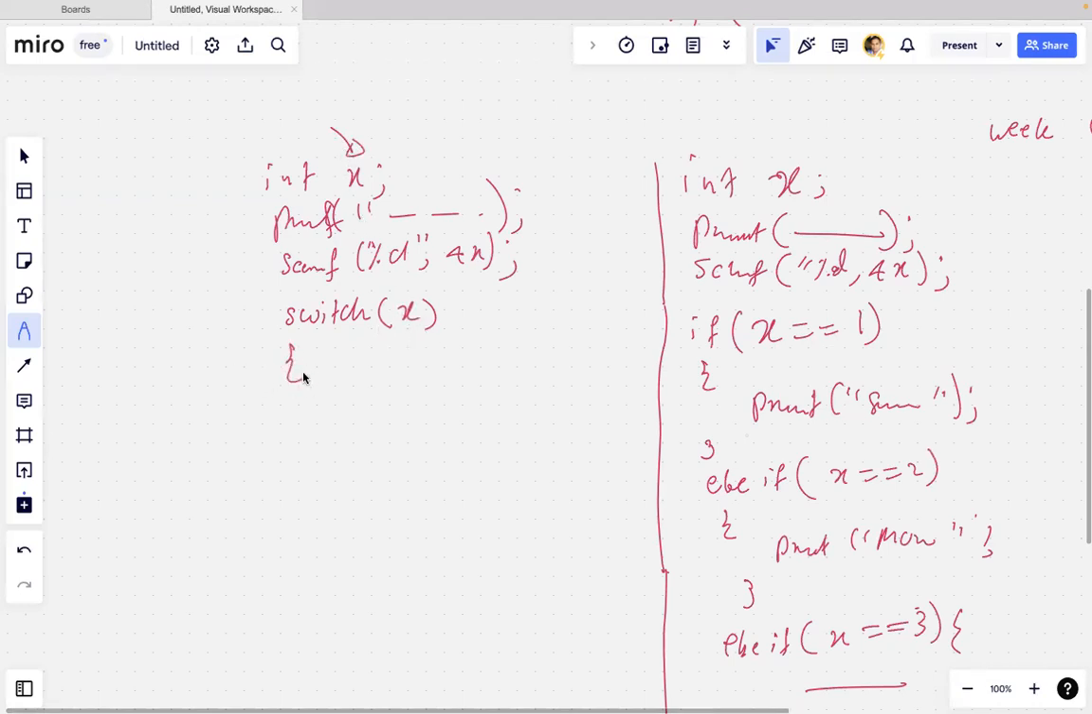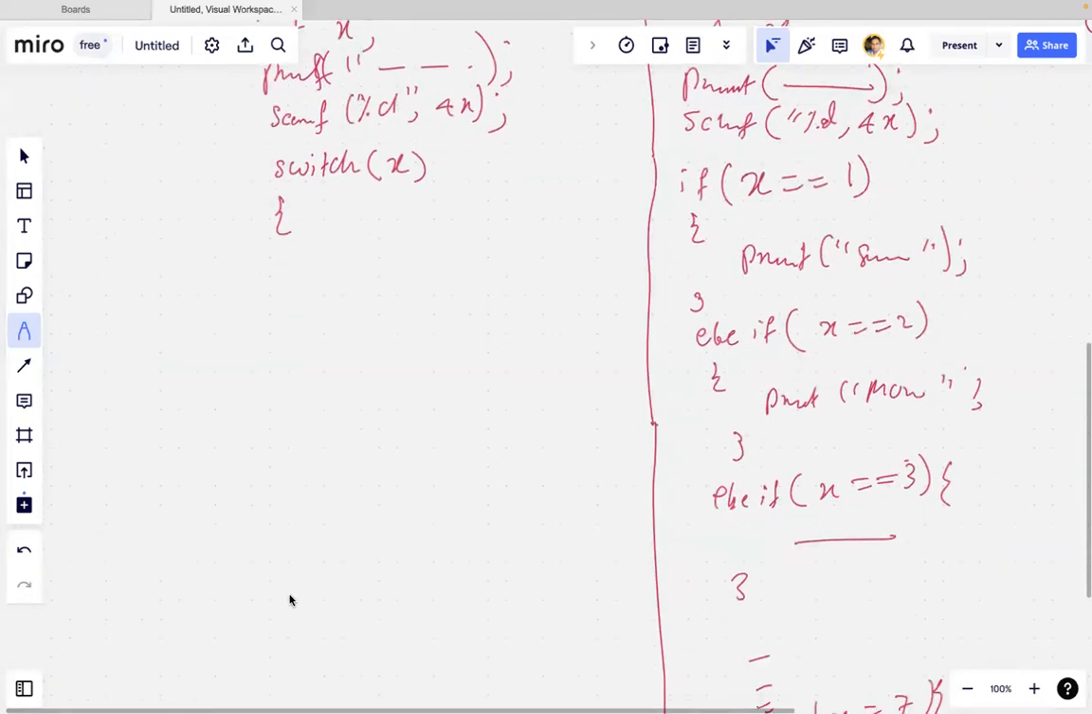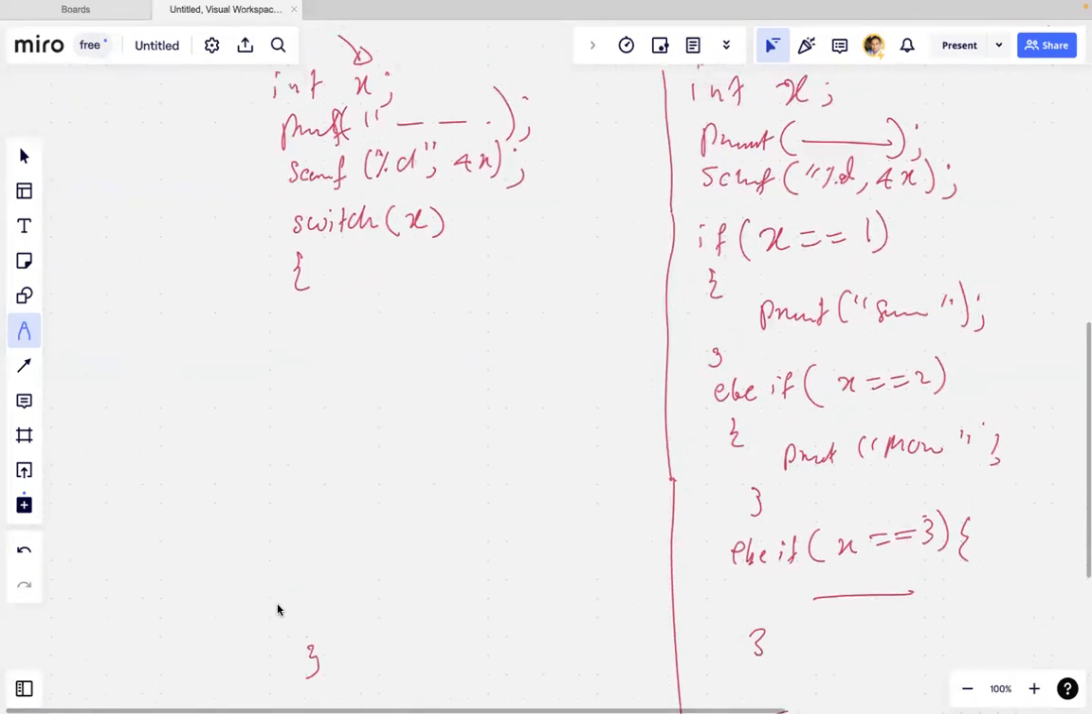After that, you have to provide opening and closing curly braces. Inside here, you have to provide whatever cases you need to check. Likewise, in the if-else ladder, the cases you have to check are 1, 2, 3, 4, 5, up to 7. Here also, you have to check case 1, case 2, case 3, likewise. So first we need to provide case 1. The keyword you have to use is case.